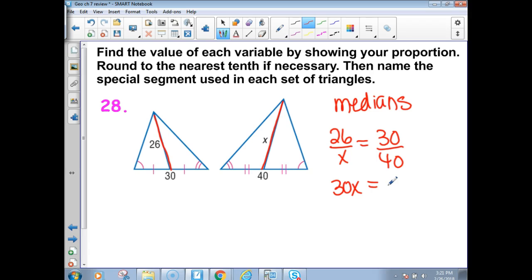What's 40 times 26? 1040, and then divide by 30. 30 what? Okay. I'll go with that. I think in the key it says 34.7 because it rounded to the nearest tenth.